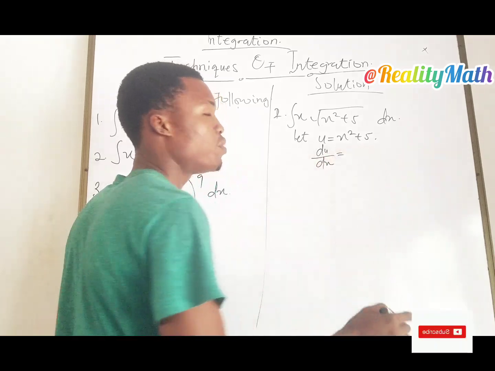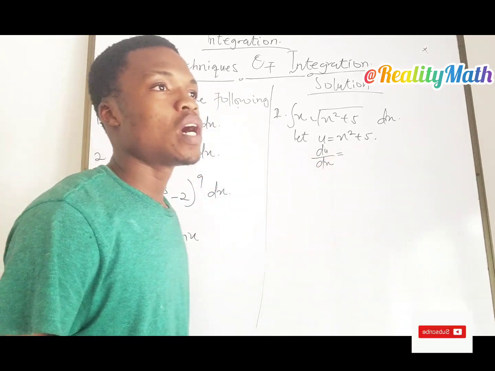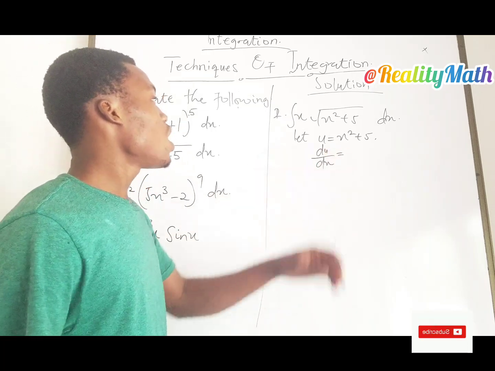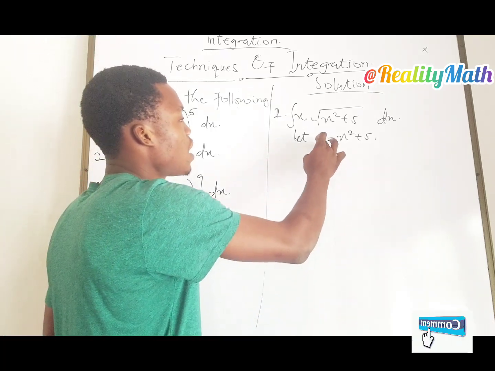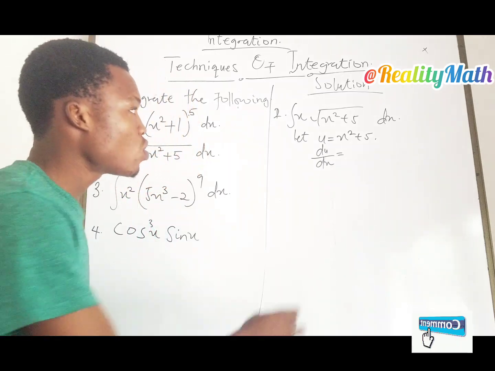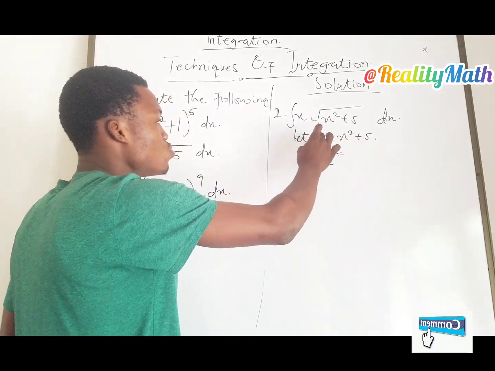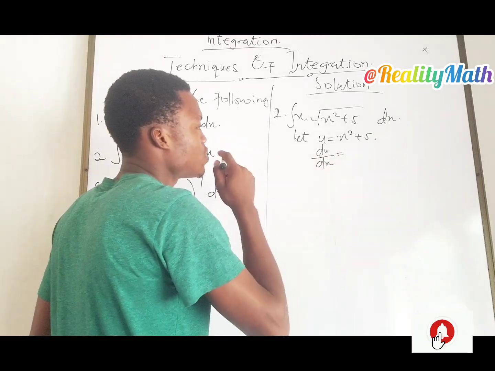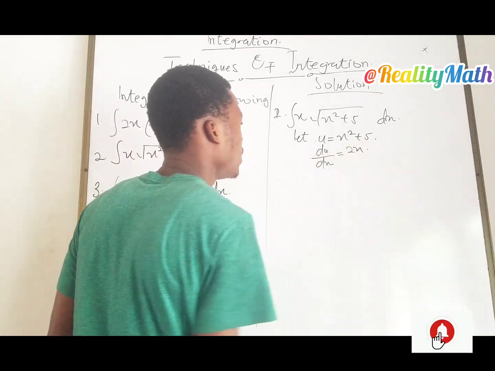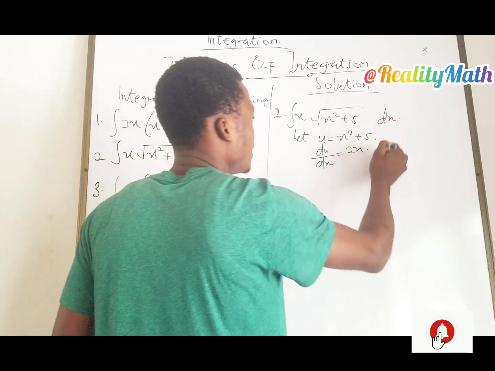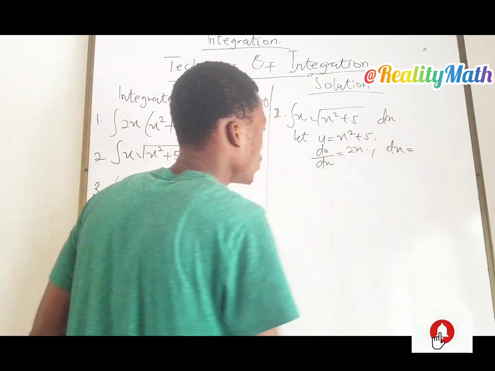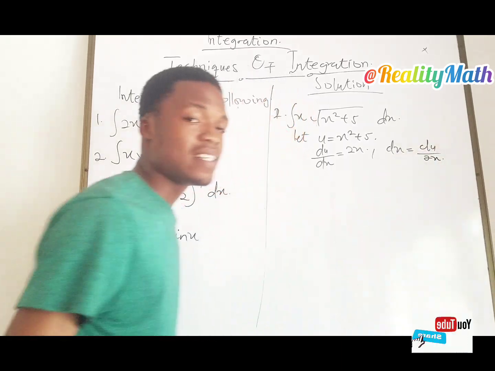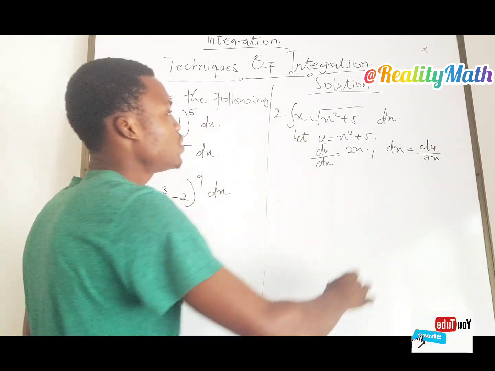In our previous video, which you may not have watched, I'll drop the link below for you to see how we integrate and why we have this as du on dx, because this is in terms of x and the function is u. So du on dx is 2x. Alright, so let's rearrange to now get our dx. My dx will now be du on 2x, as easy as that. Now you've gotten your dx.